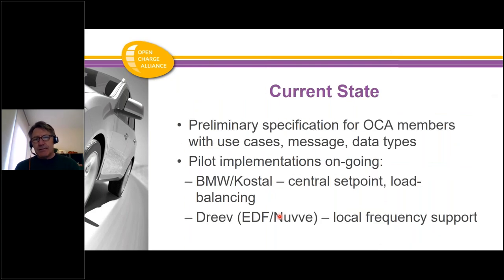The current state within the V2X task group is that we now have a preliminary specification that can be used by task group members. It has a description of the use cases, the messages, the data types, and the JSON schemas. At the Open Charge Alliance, we value pilot implementations of a specification before we publish it. We found BMW, Kostal and Dreev as partners that are implementing these schemas, and we have got a lot of feedback over the last year. With their feedback, we keep improving the specification.